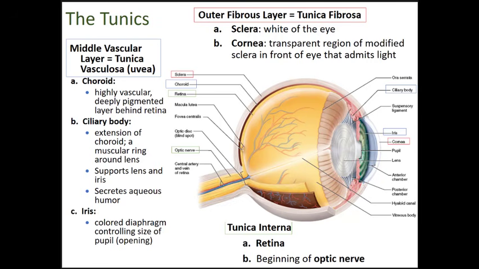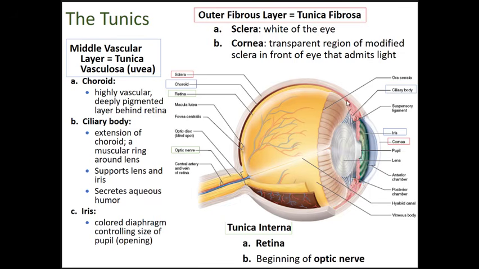The tunics of the eye refer to the different layers of the eye. And you can see that we have an outer fibrous layer called the tunica fibrosa. So it is a layer that's made of fibrous tissue, and it's the most outer. We have a middle vascular layer called the tunica vasculosa, also called the uvea, and it gets its name vascular because of its heavy vascular supply. And the tunica interna is the most internal. So let's break them down.